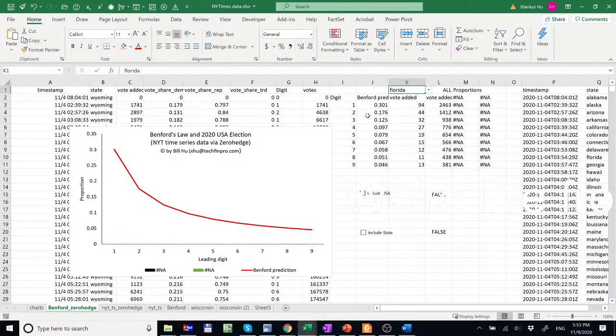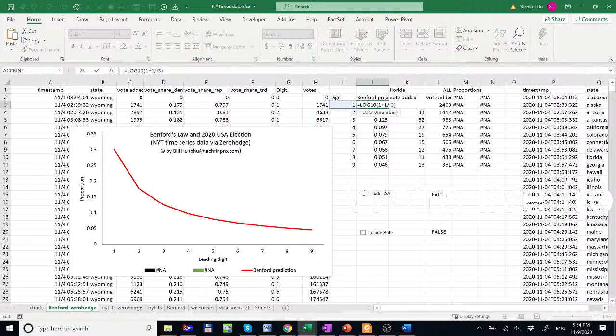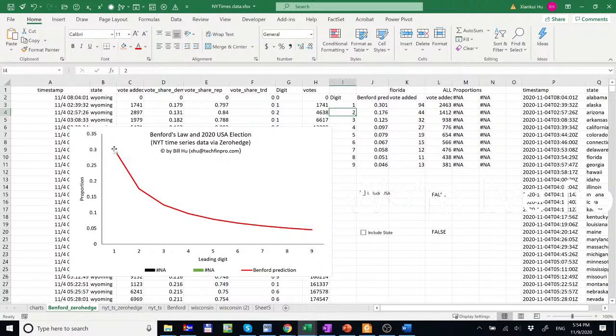So let's start with Benford's law. Benford's law tells us that for naturally occurring data series, the leading digit, or the left digit, follows this probability distribution. Number one occurs about 30% of the time: log10 of 1 plus 1 over the digit 1, so log 2, right? So 30%. Digit 2 as a leading digit is about 17.6%, and so on. The curve is this red line. That's our benchmark, and our experiment is to see whether the reported votes violate this law or not.